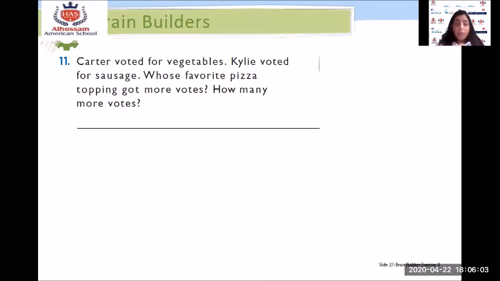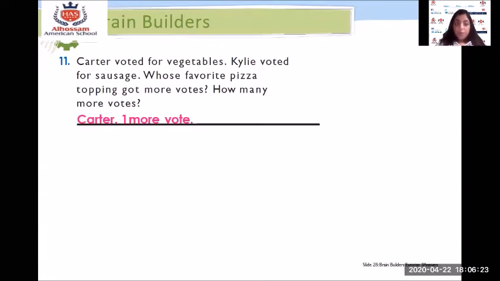All right, Carter voted for vegetables. Kylie voted for sausage. Whose favorite pizza topping got more votes? How many more votes? Carter, 1 more vote. Carter voted for vegetables and Kylie for sausage.